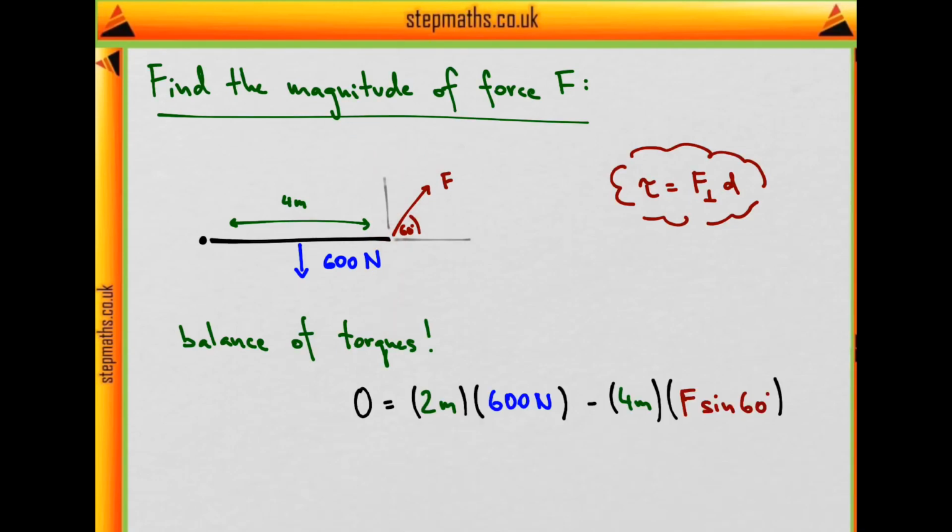So if the total torque has to be 0, then the one torque, from the gravitational force, is 600 newtons times 2 meters, so only halfway along the bar. And then in the other direction, 4 meters for the distance, times the force in what I would call the y direction, that's F times sine 60. The projection into this direction is F times sine 60.